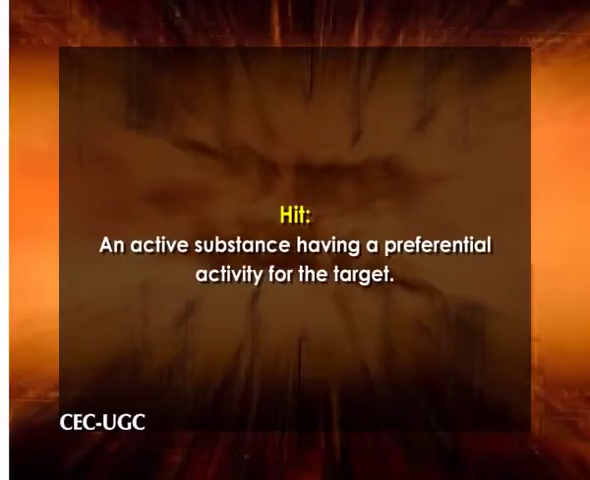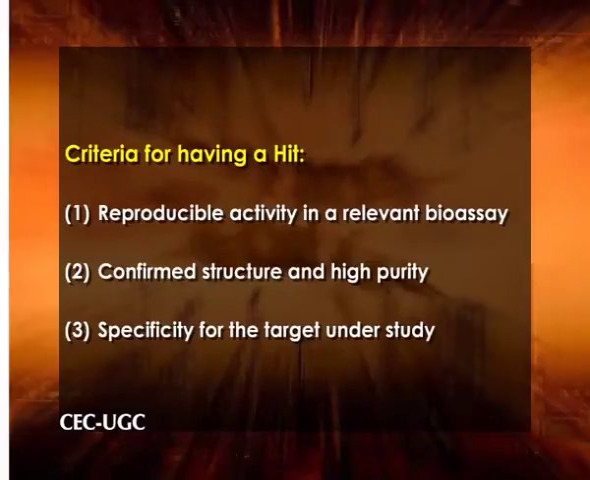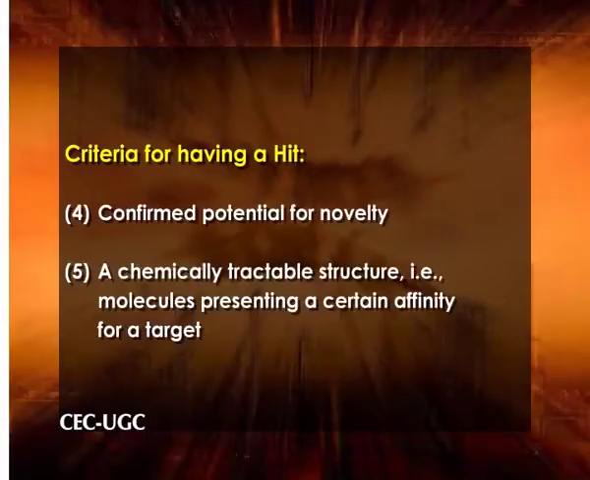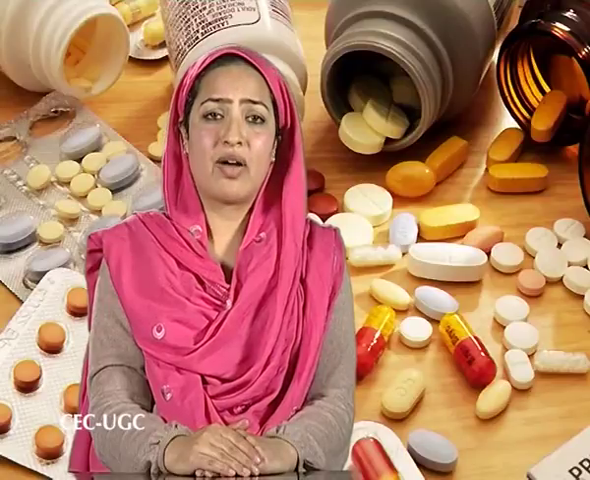A hit is an active substance having a preferential activity for the target and which satisfies certain criteria, that are reproducible activity in a relevant bioassay, confirmed structure and high purity, specificity for the target under study, confirmed potential for novelty, and a chemically tractable structure, that is, molecules presenting a certain affinity for a target. Once a hit is discovered, its activity must be confirmed and validated. Typical hit validation criteria are as follows.